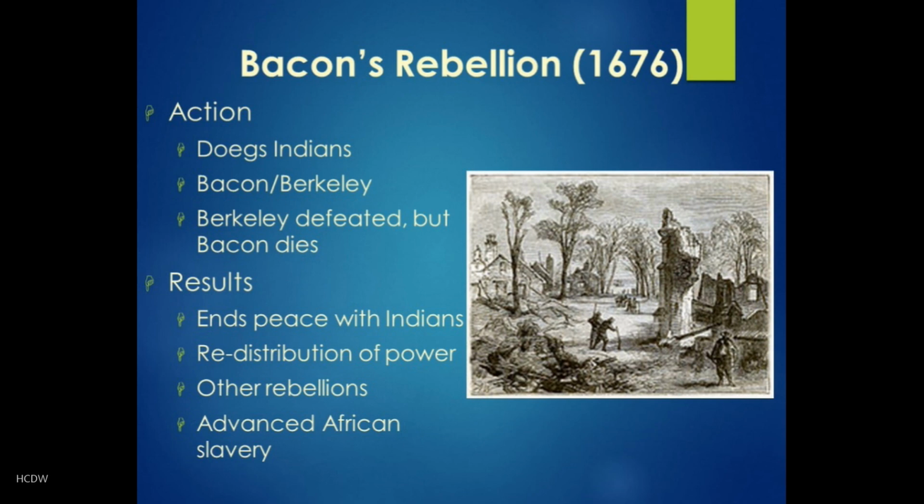And we're going to talk much more about the transition to African slavery as we get into discussions in the next chapter. For our final part of the discussion of the colonial era in this chapter, in our next lesson, we're going to talk about the Salem witch trials.